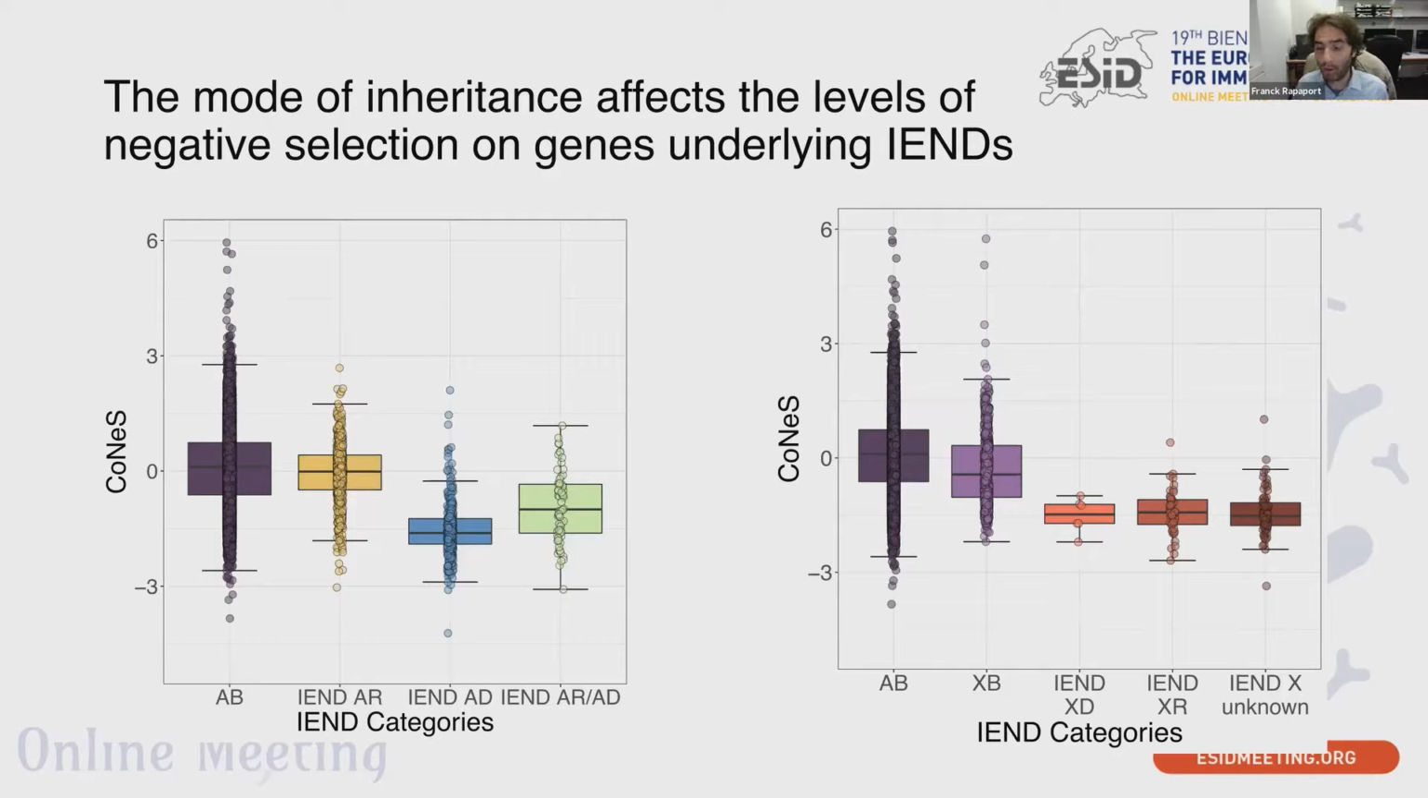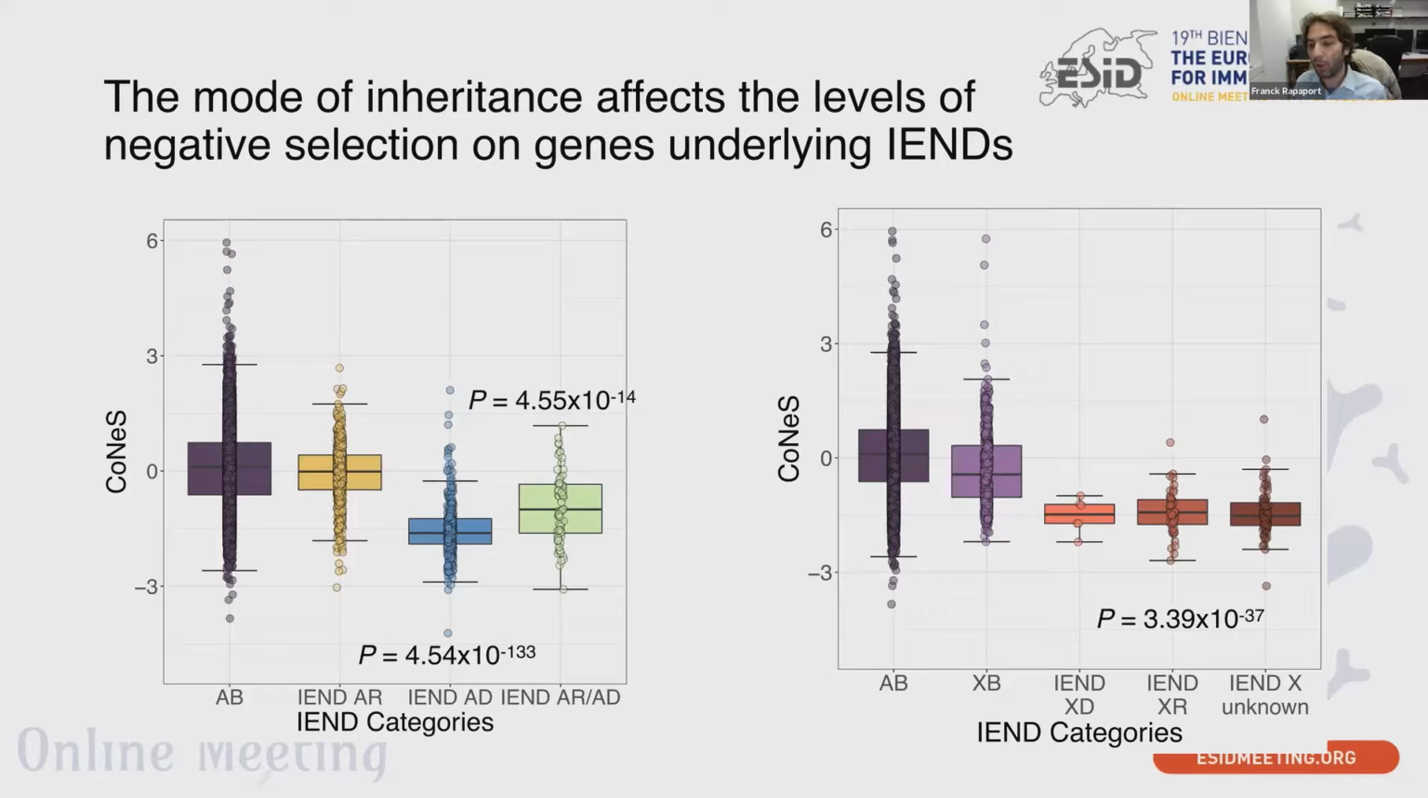So like for inborn errors of immunity, the genes that underlie autosomal recessive inborn errors of neurodevelopment are not under more pressure than the autosomal background ones, but the ones that underlie the autosomal dominant form of the disease are very significantly, and the ones that underlie both recessive and dominant forms of the disease also are. The p-values are stronger than for genes that underlie inborn errors of immunity, but that's also due to the fact that we have more genes in each of these categories.